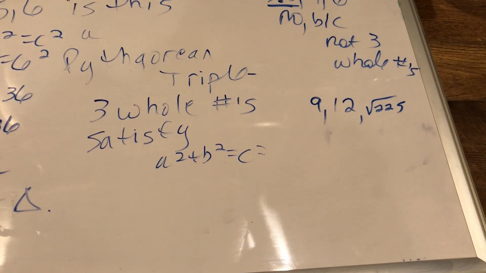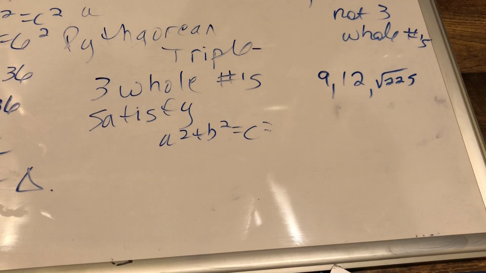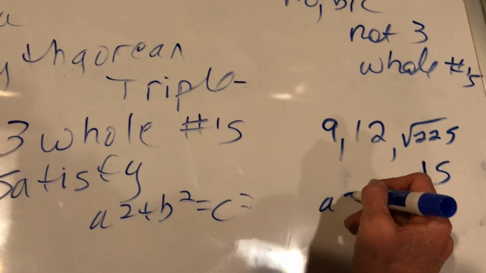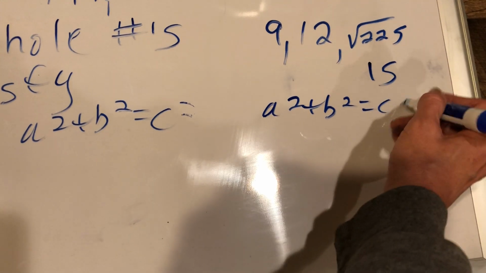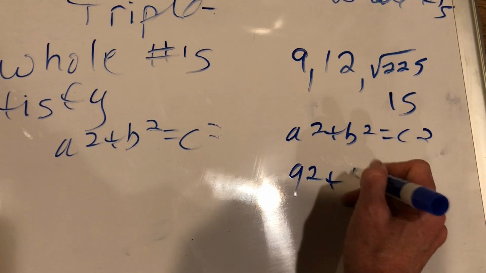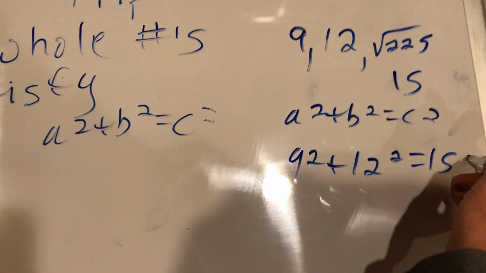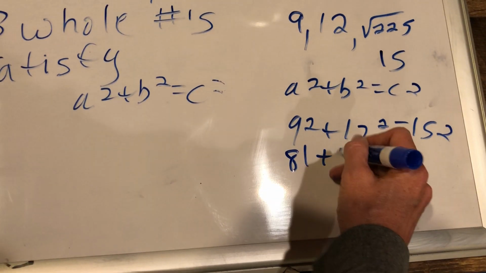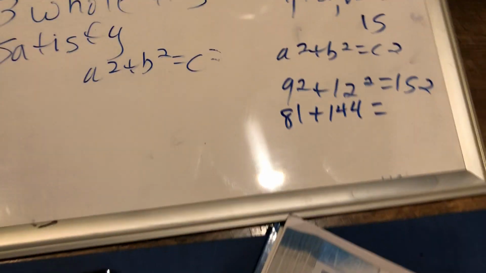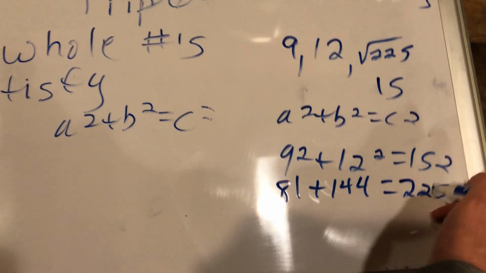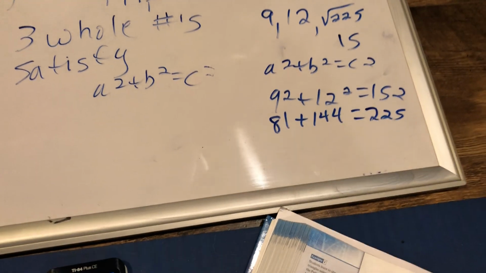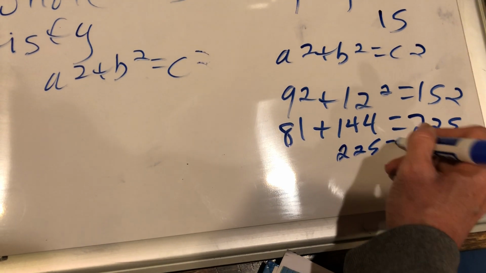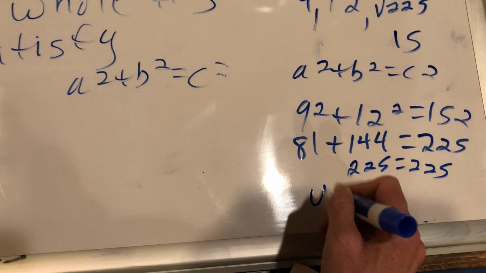So on this one, we check our square root of 225, and it is 15, so that means we can check it. We're going to check it in a squared plus b squared equals c squared. So 9 squared plus 12 squared equals 15 squared. We're going to see if that works. So 9 squared is 81, 12 squared is 144, 15 squared is 225. We figured that out up here. And then we add 81 and 144 and make sure it's 225. And it is, so this is yes.